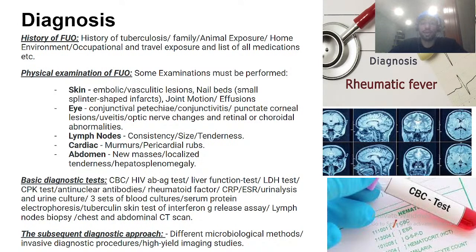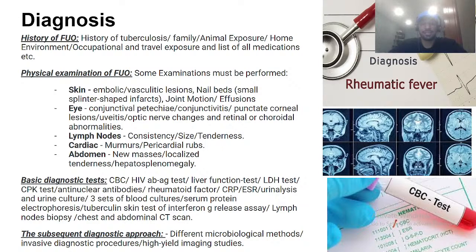Also we have to palpate the lymph nodes, and then we have to look at the consistency, size, and tenderness, and so on. And then we have to auscultate the heart, and we have to look for cardiac murmurs, pericardial rubs, and so on. And also we have to palpate the abdomen, and look for new masses or localized tenderness, and also signs of hepatosplenomegaly, and so on.